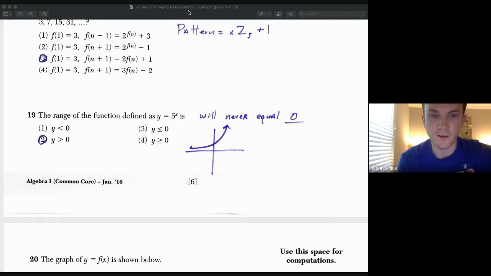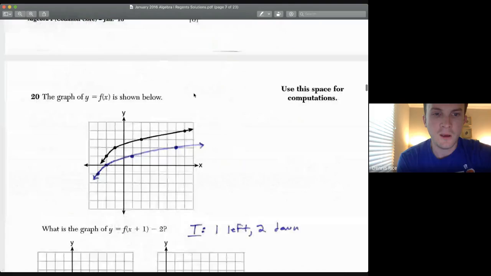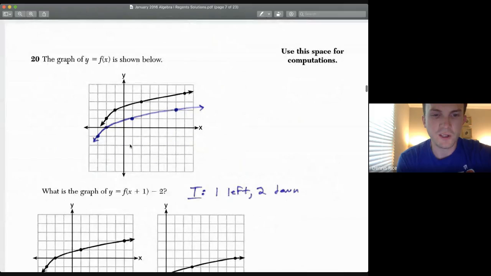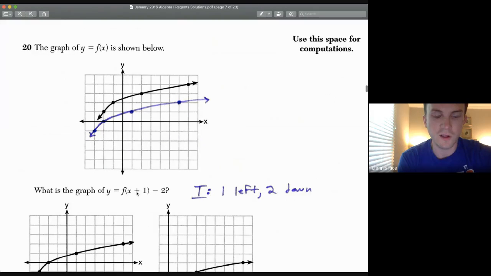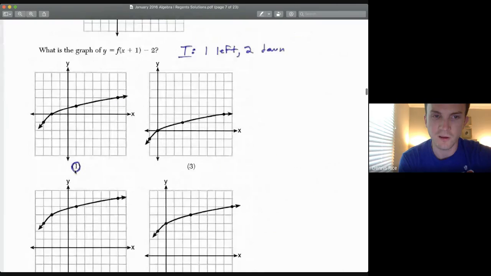Yeah, I don't know how that... I thought this was one of the easier ones. What's the transformation? So the transformation is 1 to the left, 2 down. 1 to the left, 2 down. That happens in choice 1.